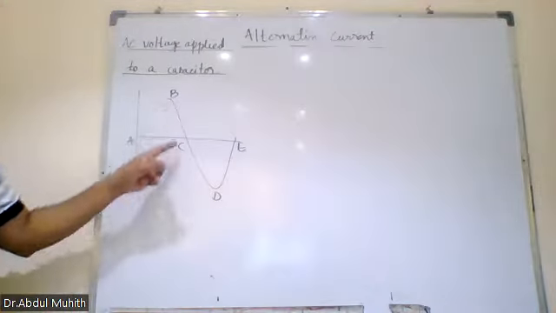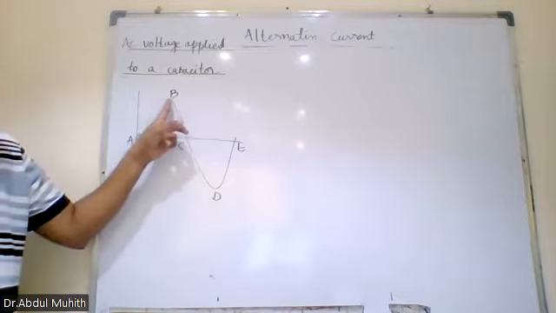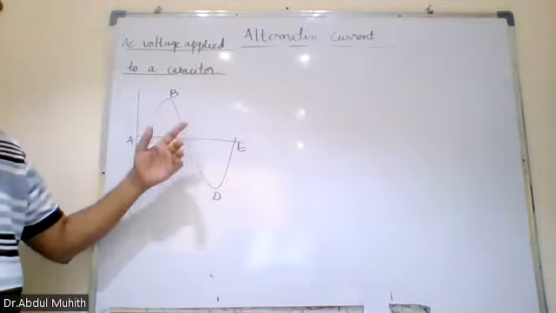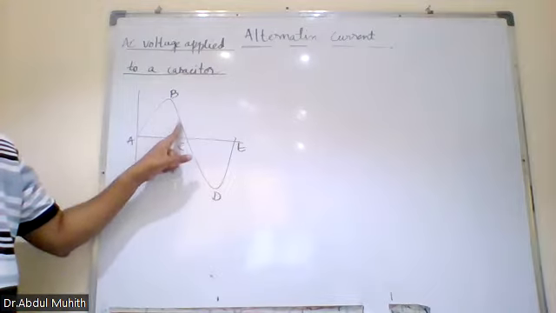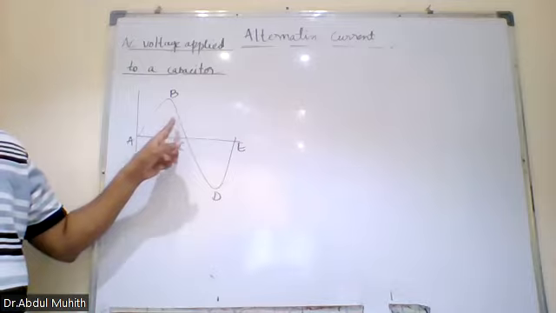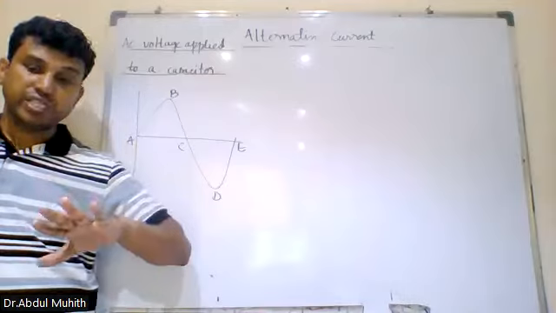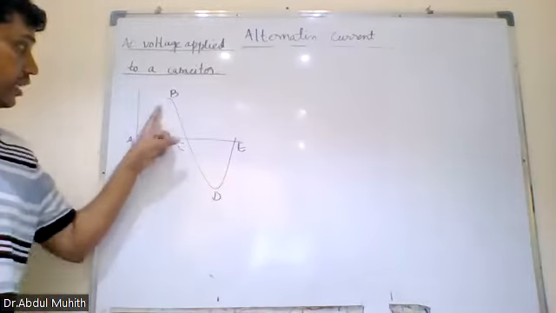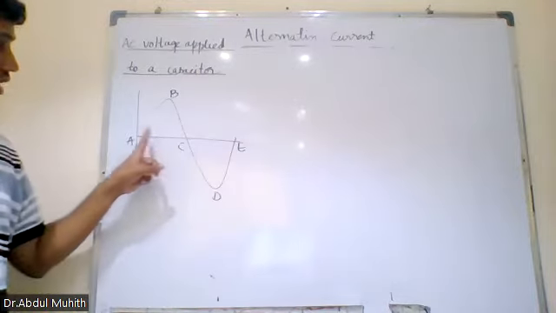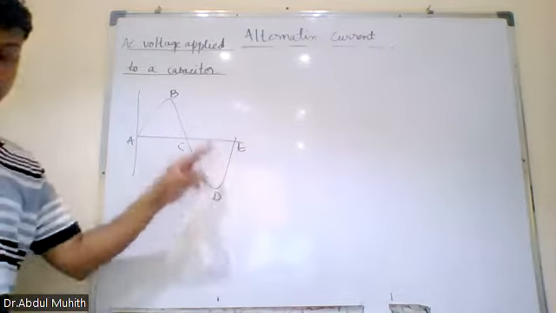Now, from B to C, current will become 0 to minimum. But the polarity will be negative and energy is returned in this case. Here, energy was absorbed. Here, energy is returned. Now it starts discharging. Like we were saying magnetizing, demagnetizing, here we are saying charging, discharging. Again charging, again discharging. Energy is absorbed, energy is returned, but in the opposite direction.